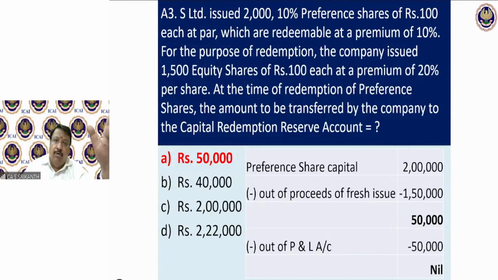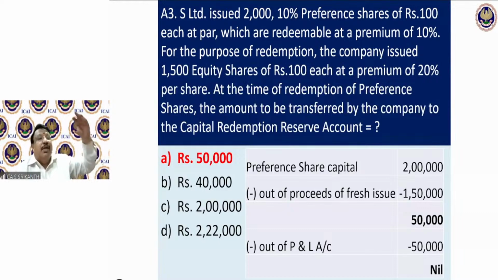So here, out of 2,000 preference shares of 100 each, 1,500 are being adjusted against the new equity shares of 100 rupees. The balance 500 shares at 100 rupees, 50,000, is not covered by the fresh issue. To that extent, I have to use the P&L account, assuming that there is a balance in the P&L account and that profits are sufficient. To the extent I am using the profits, I have to transfer this amount to the Capital Redemption Reserve account.